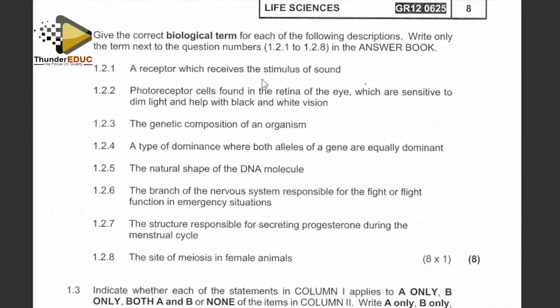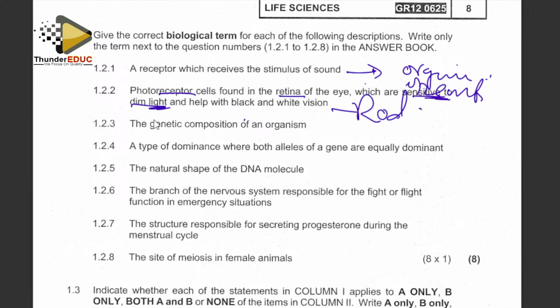Receptor which receives stimulus of the sound. How do you call that receptor? We call it organ of Corti. They're saying receptors found in the retina of the eye, which are sensitive to dim light and night light and white and black vision. We call them rods. Genetic composition of an organism, we call it what? Genotype. Someone is saying it was tricky.